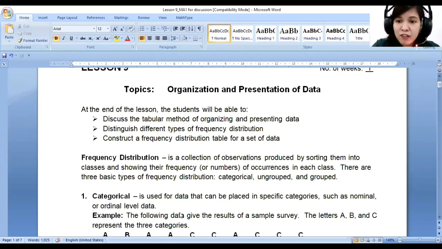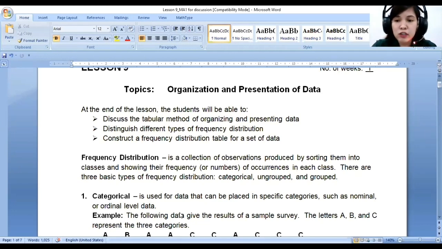So yung number of counts, number of frequency, kung ilan yung bumoto, we're referring to, pag pinagsama mo yung 2-column table na yon, yung categories natin, 3 candidates, tapos yung ilan yung bumoto sa kanila, we call that frequency distribution table. Then, it has 3 basic types. We have 3 types of frequency distribution table. They are categorical, ungrouped, and grouped.